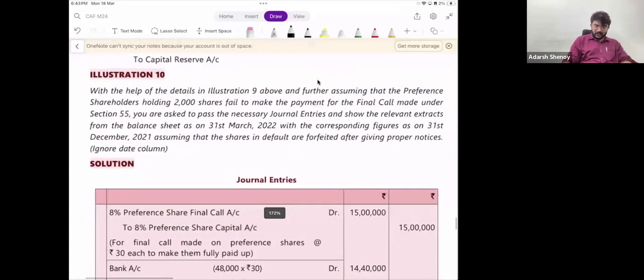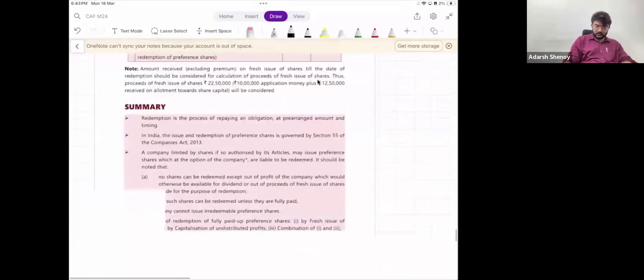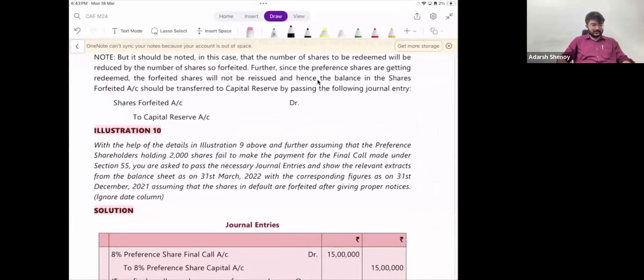Next up. Okay. Illustration 10, this is the last illustration question in the ICAI material. So let's see what it says. With the help of the details in illustration 9, which we already did, and further assuming that preference shareholders holding 2,000 shares failed to make the payment for the final call made under section 55. So it made that final call, right? 30 rupees was due in the previous question. Only 70 out of 100 rupees was received. 30 was yet to be received from the shareholders. So we made the final call because we can't redeem partly paid shares.